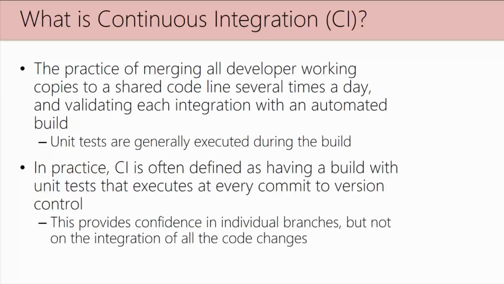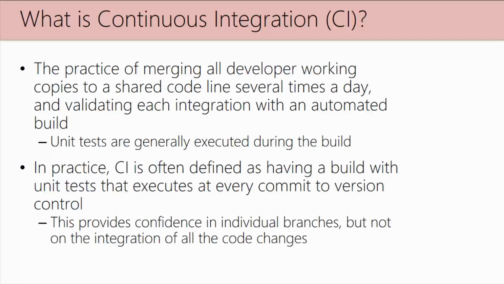So first, let's talk about what is continuous integration. It's simply the practice of merging all of the developer working copies to a shared code line several times a day and validating each integration with an automated build. So all these developers are working on different pieces of code. So think of this as a tree branching out, right? So the code is getting messier and messier and everyone is writing its own set of code. So we need to validate each of those integrations with an automated build. And then of course, using unit tests, which are generally executed during the build.